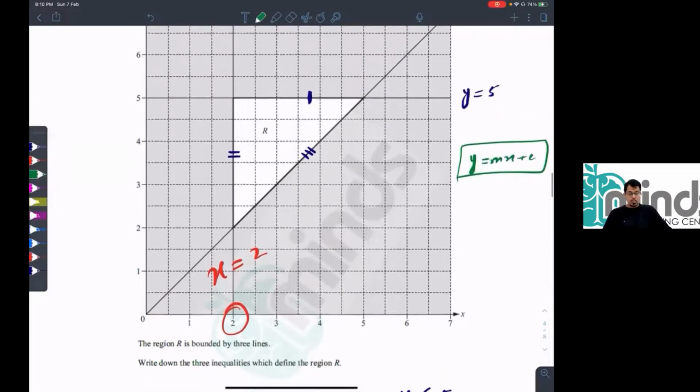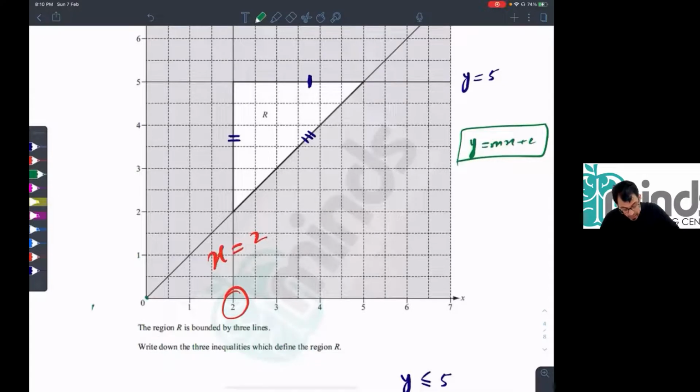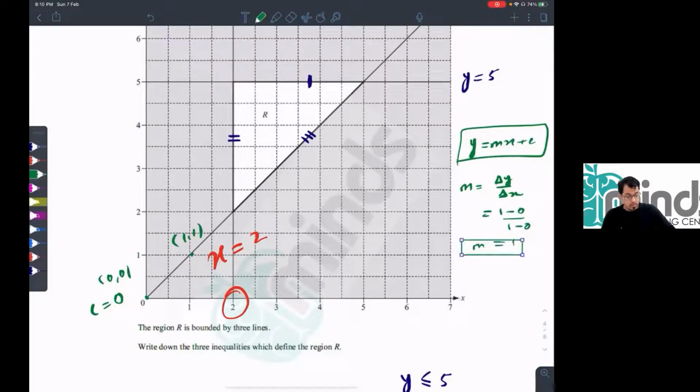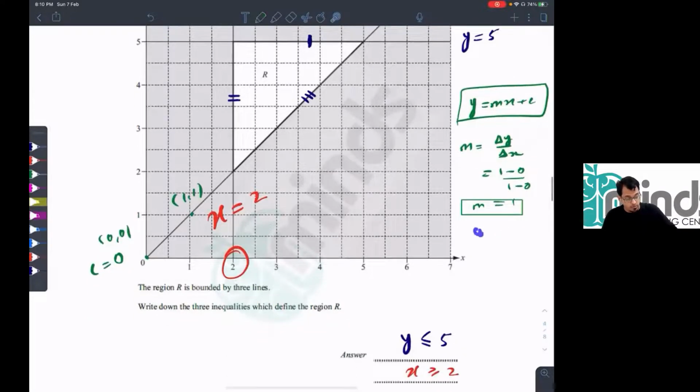Now, if you look at this line, do you agree? The y-intercept is 0 because the line is touching the y-axis at 0. The next thing that we need is the gradient. To calculate the gradient, we need 2 points. You can take one point as 0, 0. The other point is 1, 1. So change in y is 1 minus 0. Change in x is 1 minus 0. So m equals 1. So the equation of the line becomes y equals mx plus c, that is y equals x. How many of you are actually getting this working?